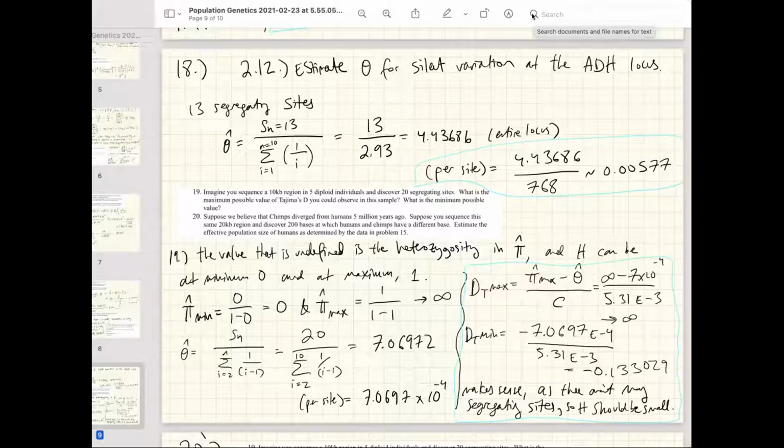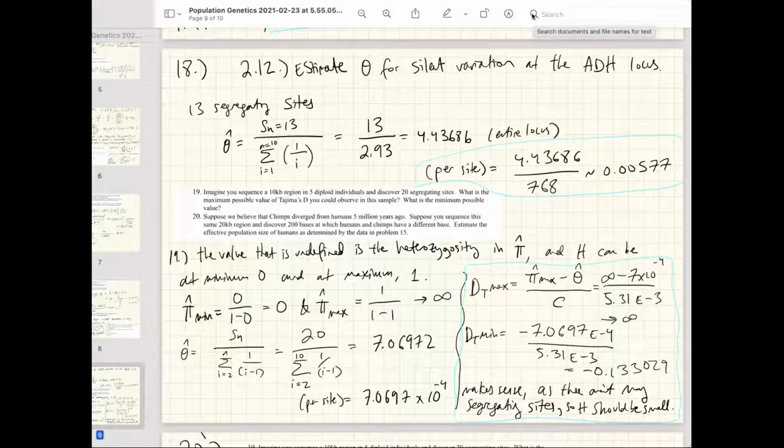On a per site basis, most people report per site thetas in terms of number of sites that could have been that thing. And you don't know that for silent sites here. The entire region is about 700 bases, but the number of sites that are capable of mutating to a silent site is not obvious. It's probably a third of that or something.